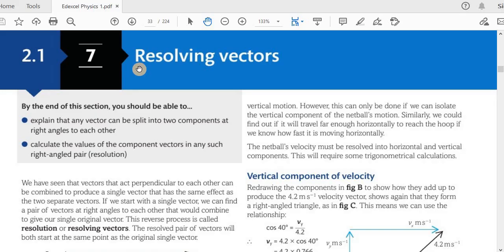Previously, we have seen the explanations to the other chapters under chapter 2 mechanics. By the end of this section, you should be able to explain that any vector can be split into two components at right angles to each other. Calculate the value of the component vectors in any such right angled pair. Resolution. So what is this?